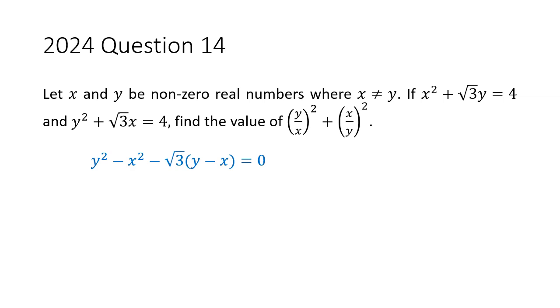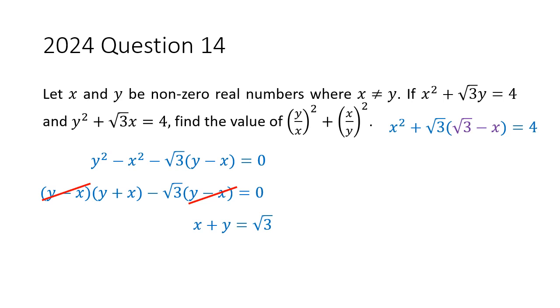So we have a difference of squares which we can factorize. We'll get (y minus x) times (y plus x) minus the cube root of (y minus x) equals 0. Since y is not equal to x, we can cancel out this common factor. So y plus x must be equal to the cube root of 1. This we can replace back into the original equation x squared plus the cube root of y equals 4.